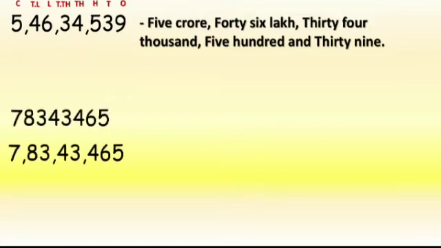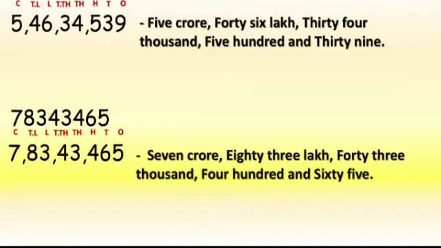So here's another exercise under the same system of numeration. So basically we have 7, 8, 3, 4, 3, 4, 6, 5, where we will place the place value as ones, tens, 100, 1000, 10,000, lakh, 10 lakh and crore, and that is read as 7 crore 83 lakhs 43,465. This is how we will solve under Indian system of numeration.